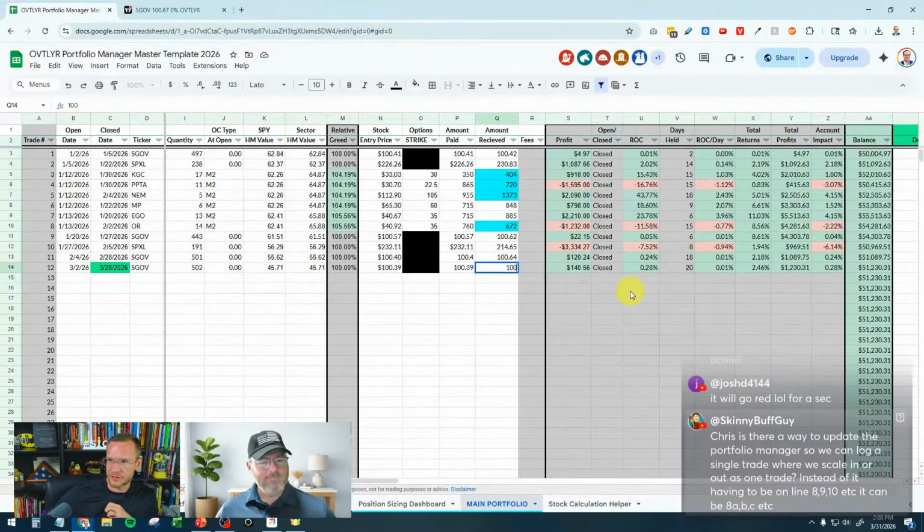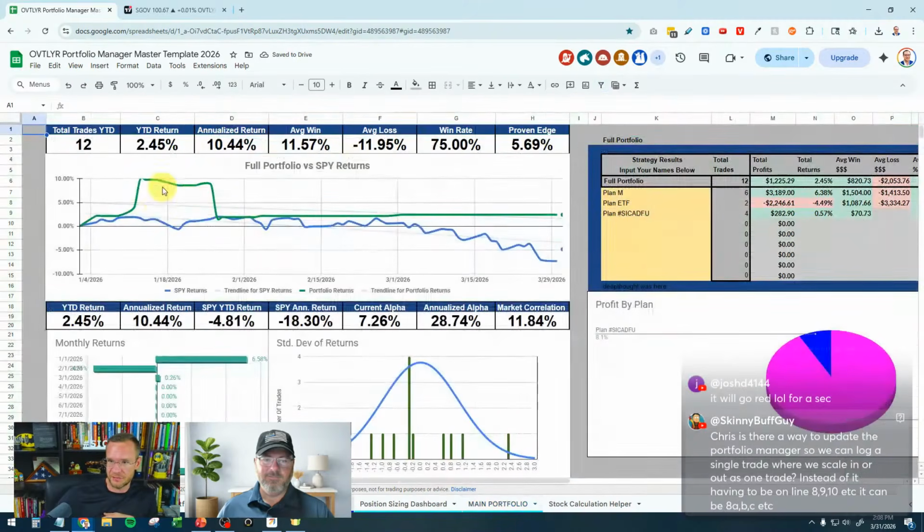Okay. So we're going to change this to 100.66. And that's it. By the way, I was looking at this earlier. That's what sitting in cash and not screwing up does to your portfolio while the market gets hurt.